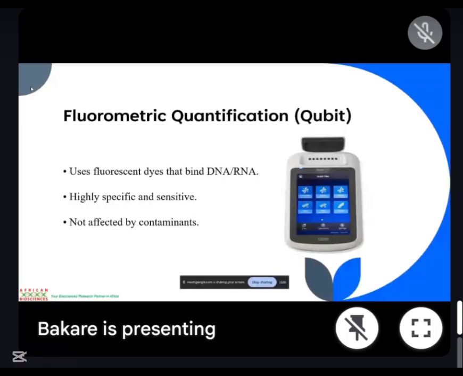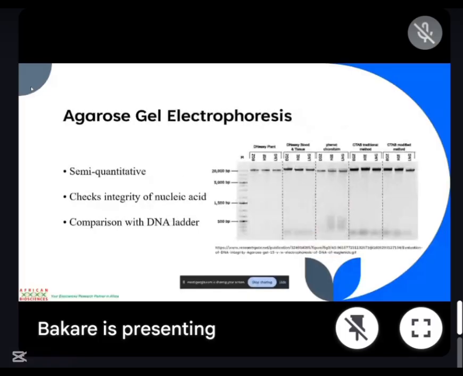then you can continue with other applications you want to use the DNA for. Then for agarose gel electrophoresis, while nanodrop and fluorometer can tell us the concentration and the yield, they cannot tell us the integrity. That is where agarose gel electrophoresis comes in. This tells us the integrity.